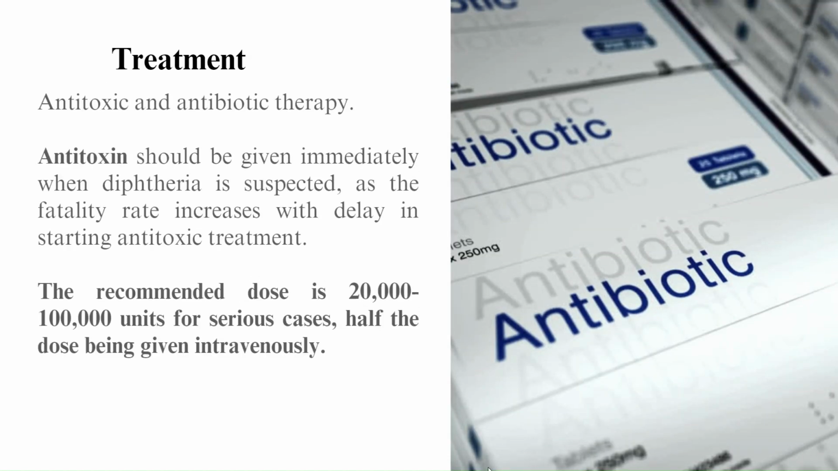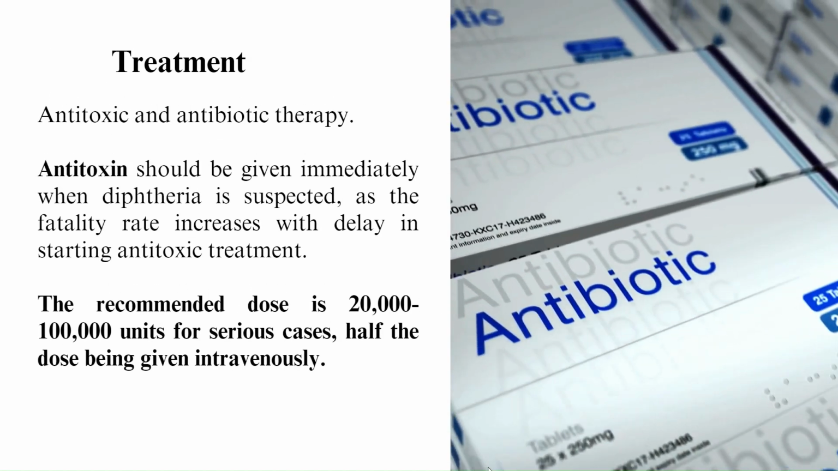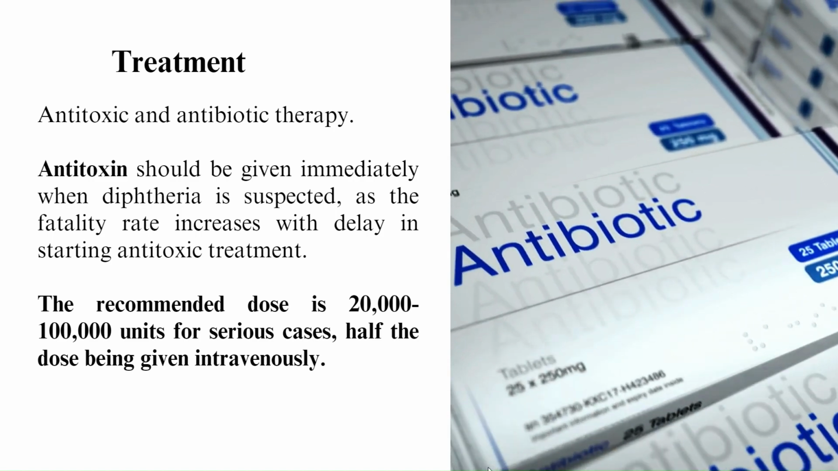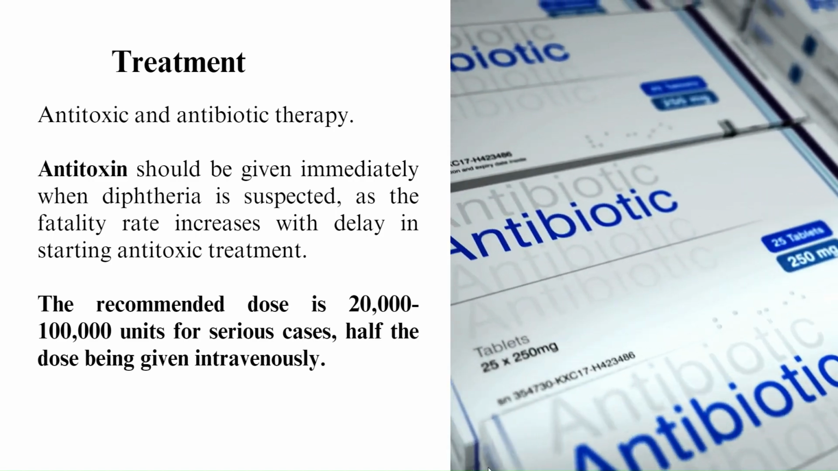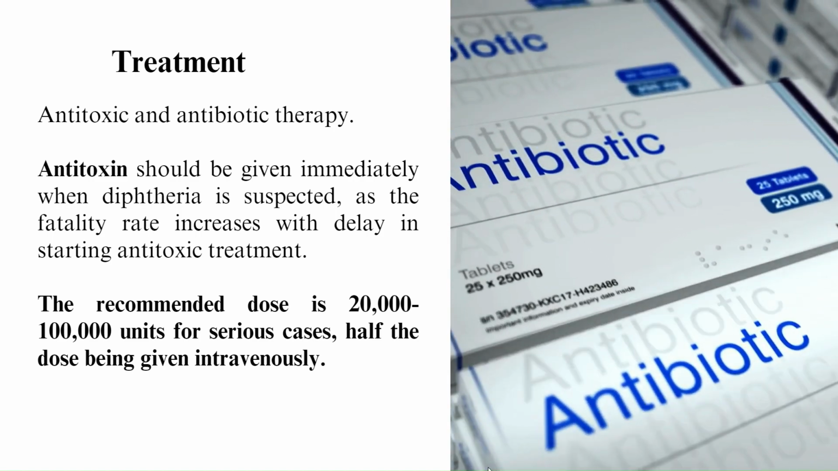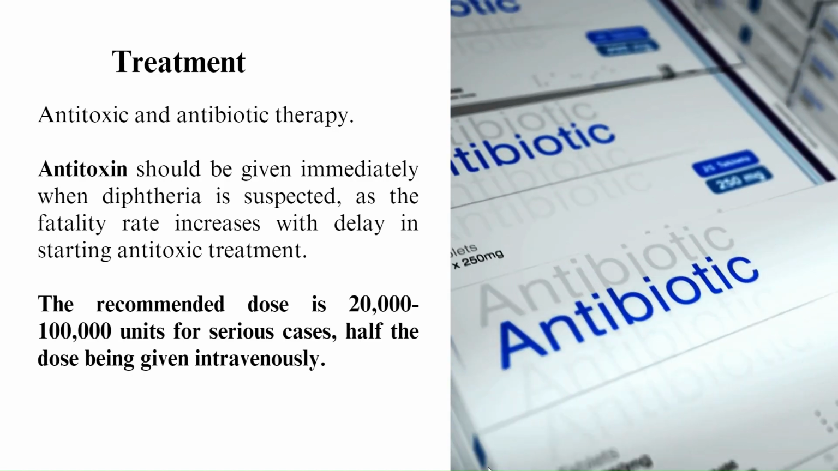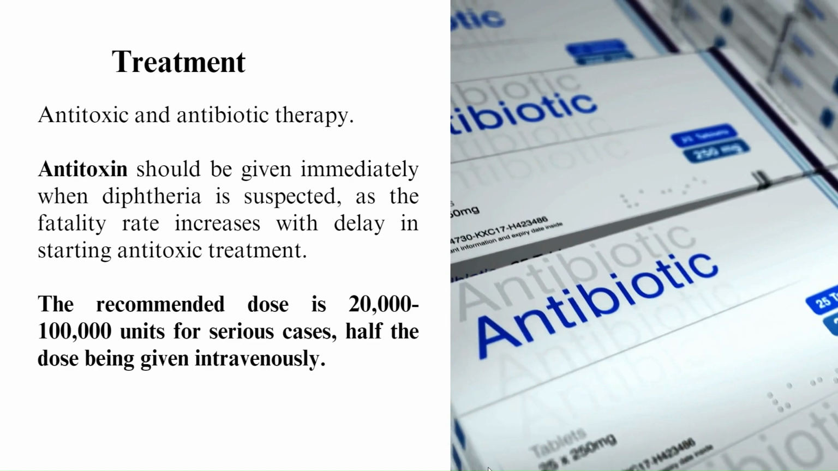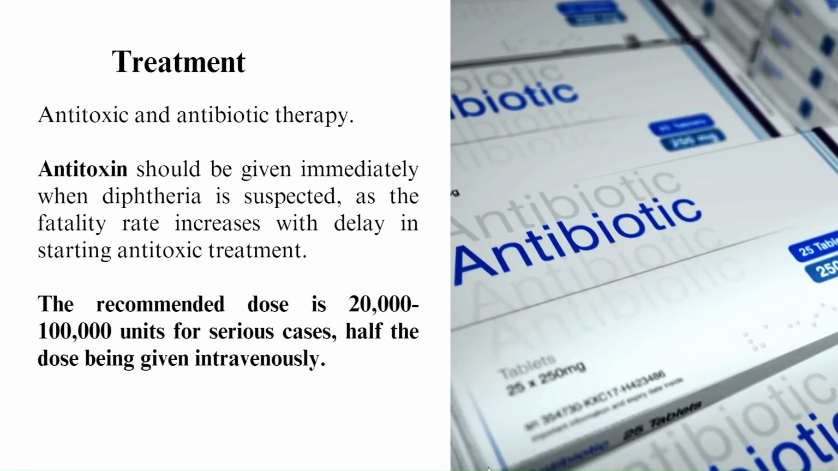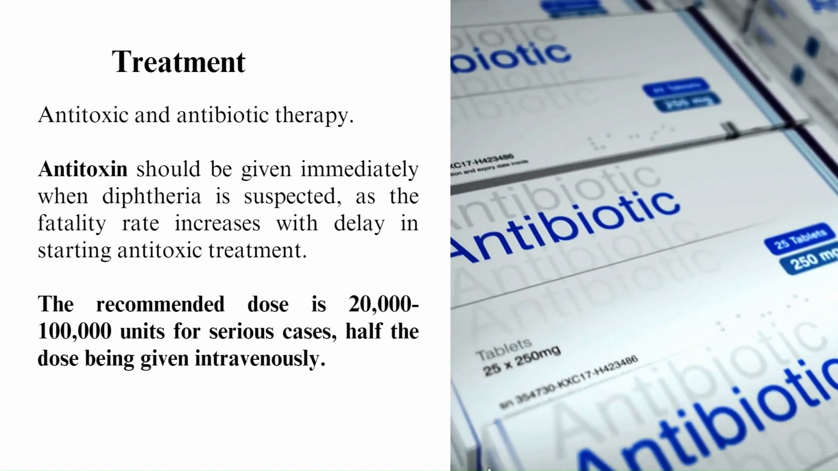Treatment. Antitoxic and antibiotic therapy. Antitoxin should be given immediately when diphtheria is suspected, as the fatality rate increases with delay in starting antitoxic treatment. The recommended dose is 20,000 to 100,000 units for serious cases, half the dose being given intravenously.